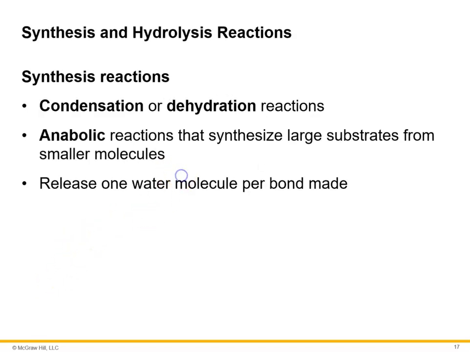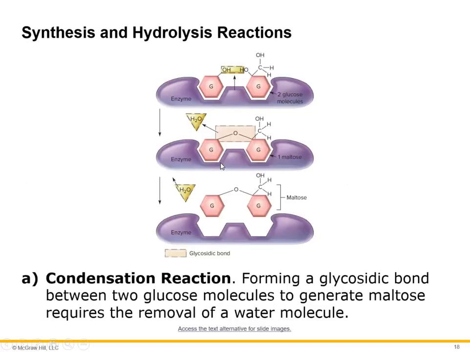All right, the two big kinds of reactions that you can have. Synthesis reactions, and this is where you're building up bigger molecules from smaller molecules. These are also called condensation or dehydration reactions. I'll tell you why in a sec. Remember, anabolic reactions are going to be synthesis reactions. And these release a water molecule for every bond that's made. And you can see right here, this is forming a glycosidic bond between two glucose molecules to make maltose.